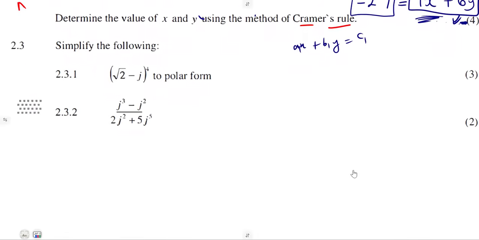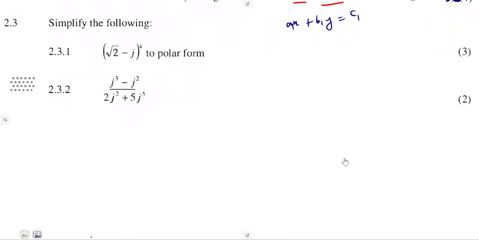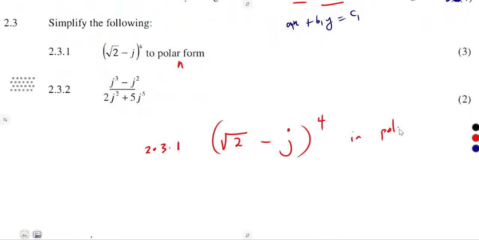Then 2.3, express or simplify this in what? In polar form. The first part, 2.3.1, has to be in polar form. Simplify 2.3.1 in polar form: the square root of 2 minus j to the exponent of 4.